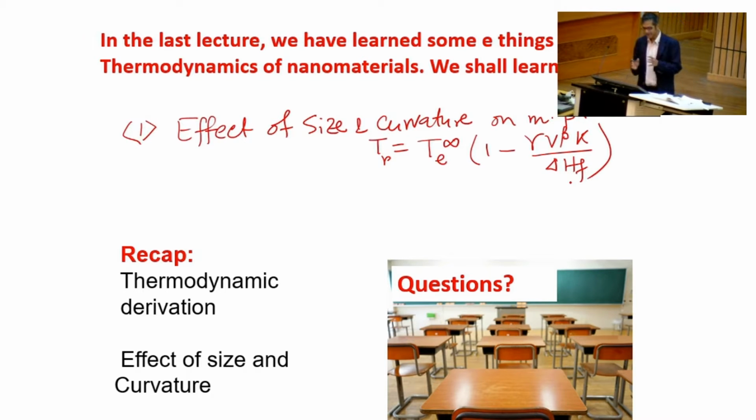So you can see that gamma V beta kappa by delta H is a fraction, and this obviously will be a function of r, which I didn't put intentionally, so you can write it down. As r decreases, this factor increases. As the factor increases, 1 minus this factor decreases, and therefore the melting temperature of a particle of radius r decreases. That's something you have derived using very simple concepts, which we will do again. That's the first thing I did.